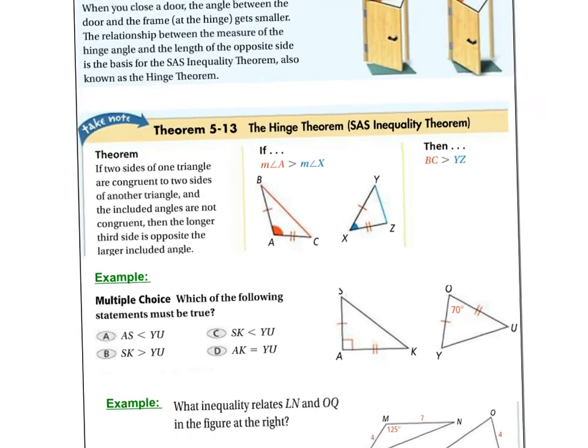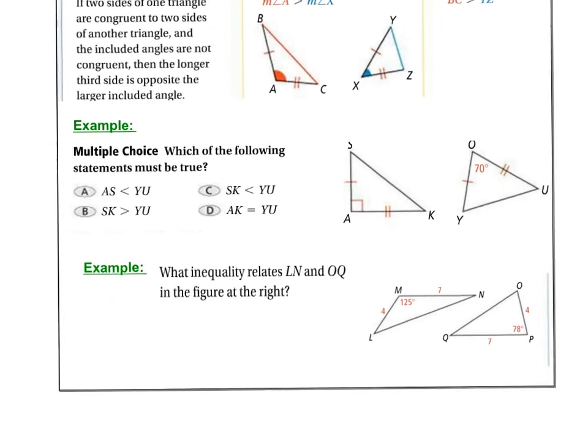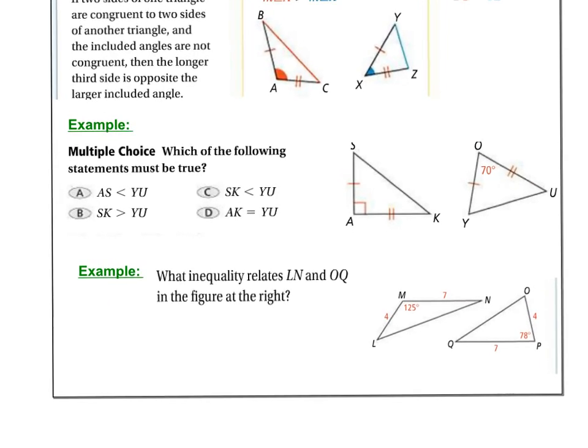So let's look at this first example. It's a multiple choice. Which of the following statements must be true? So if we look at this triangle, we have side and side, side and side. So the two included angles. This one's 90, this one's 70. So this SK has to be bigger than UY. SK is smaller. Nope, SK is bigger. So it's going to be this one here.